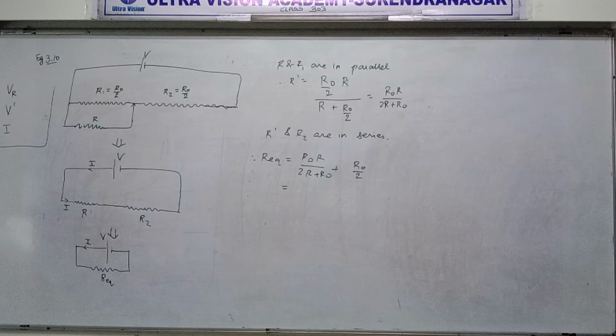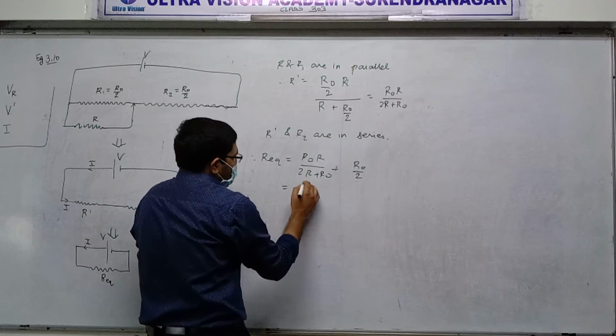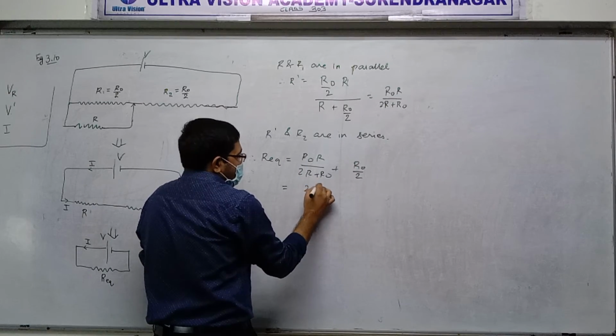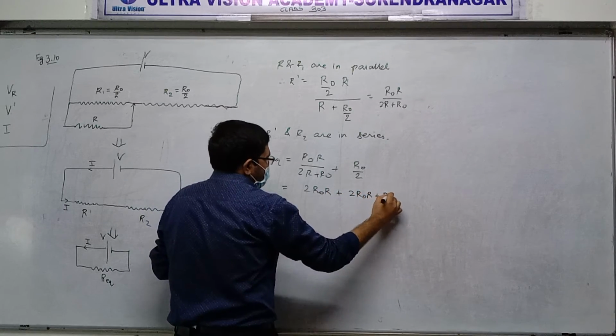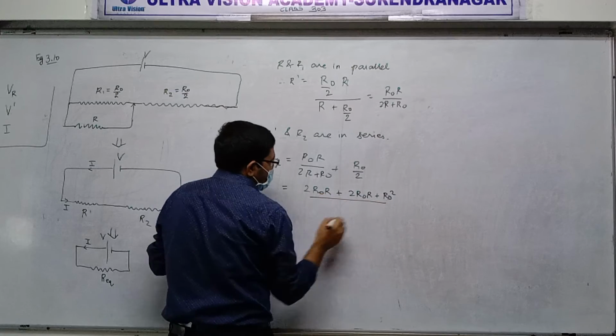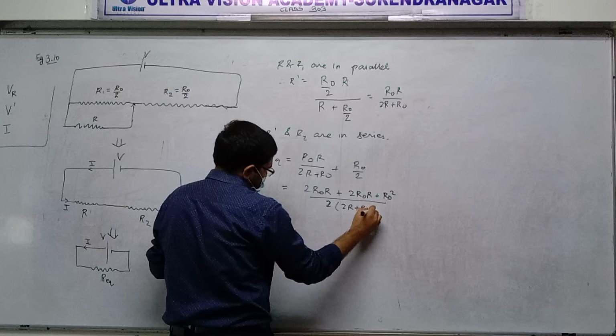Take it common. If something is common, take it common. Okay, so first of all we will get 2r0r plus 2r0r plus r0 square upon 2 into 2r plus r0.